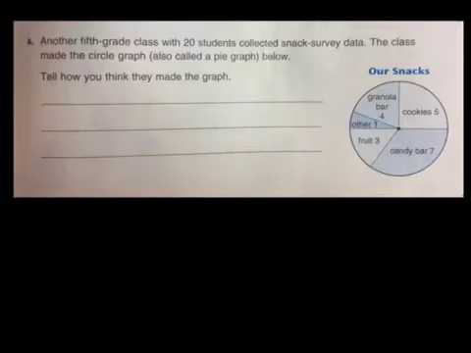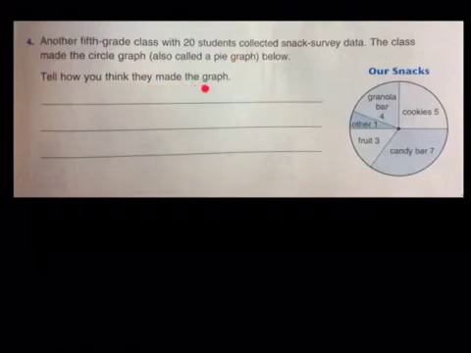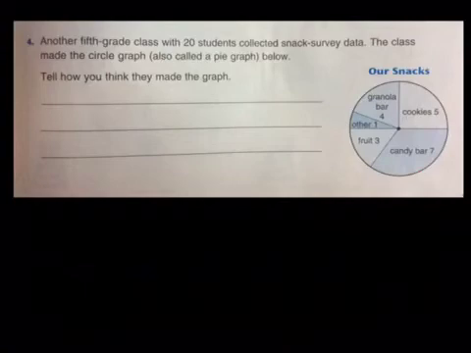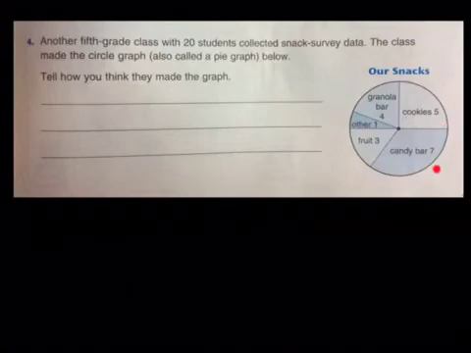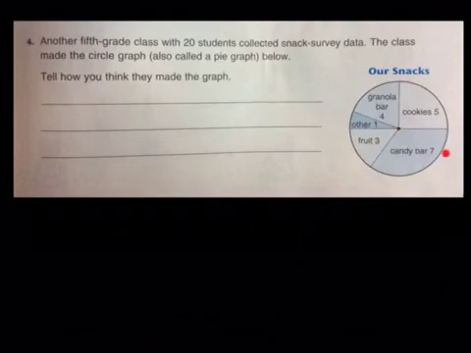For the last question of this homework, we are asked: another fifth grade class with 20 students collected snack survey data. The class made the circle graph, also called a pie graph, right here. Tell how you think they made the graph. Well, if you were to ask me, I would say that they divided the circle into 20 equal parts. They took the circle and they kept cutting it in half until they got 20 equal slices. And they shaded the slices according to each student. So here they would have had 3 slices and they shaded it that color, and then here 7 and they shaded that, and then they erased the lines in between. That's how I think they would have made it.